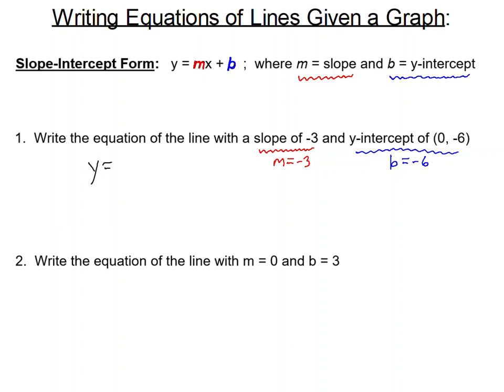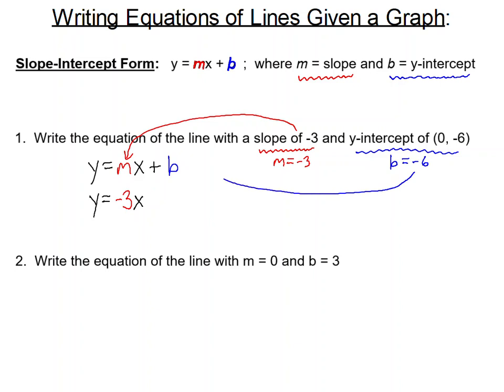Let's write y equals mx plus b. Again, I'm color coding to make it a little bit easier. Since our slope is -3, that number is going to go right here into our equation. So I will have y equals -3 times my x, and my y-intercept is -6, so that will simply go right here in my equation. Since it's a -6, I will simply write -6. And that is the equation of our line.